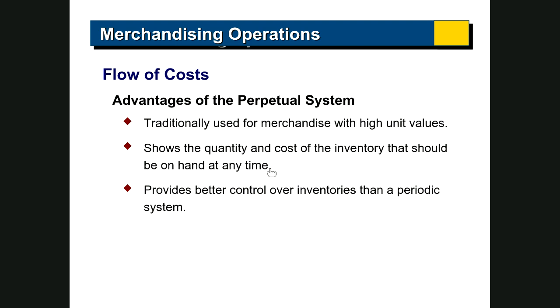But in the periodic system, the inventory is only 100% accurate at the end of the period, right? And this perpetual inventory provides a better control over inventories than a periodic system. And you need to do that for big ticket items. But for the smaller items, it's just too much work, you follow? And it's not cost beneficial.